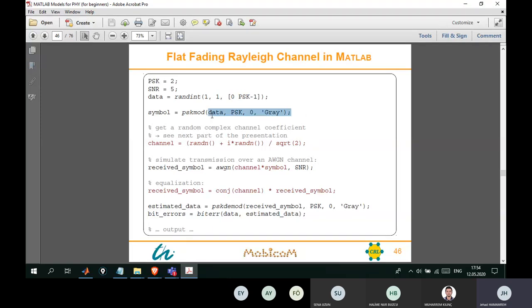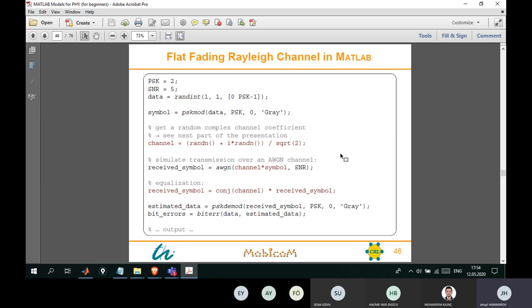We know these functions: the modulation, the data, the SNR, the PSK. I assume everybody tested this at home. Yes, if you don't test this, you will have so many problems implementing advanced communication schemes, because these are the most basic fundamental ones.